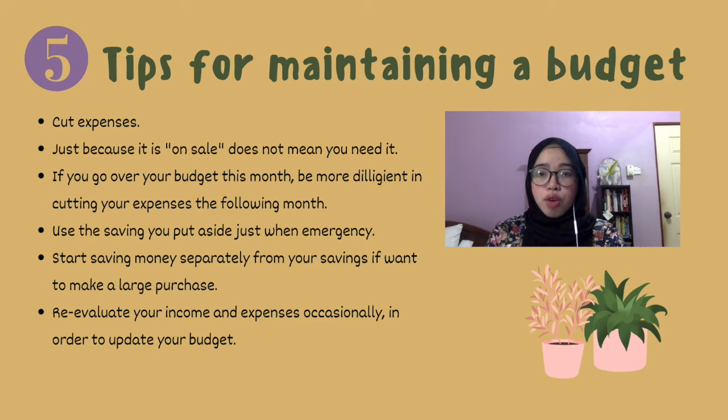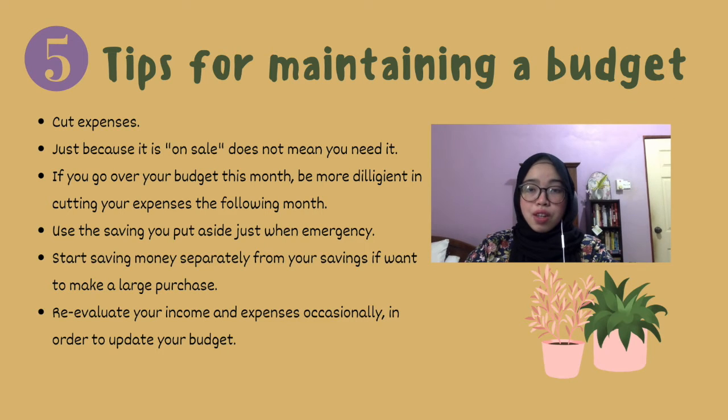Next, if we go over our budget this month, be more diligent in cutting our expenses the following month. Okay, fourth, use the savings we put aside just for emergencies. Fifth, start saving our money separately from our savings if we want to go on vacation or make a large purchase. Okay, last but not least, re-evaluate our income and expenses occasionally in order to update our budget. That's all for our module.